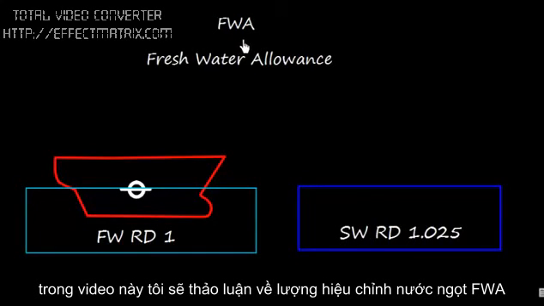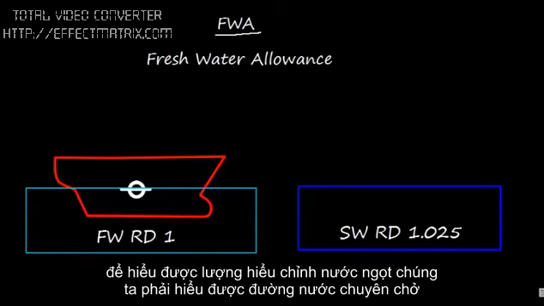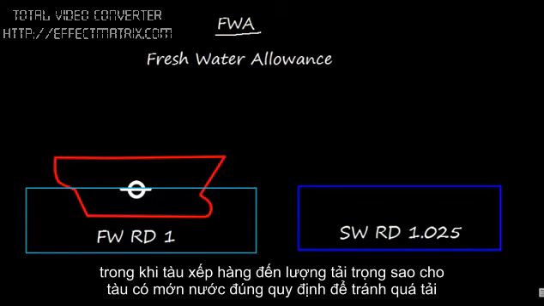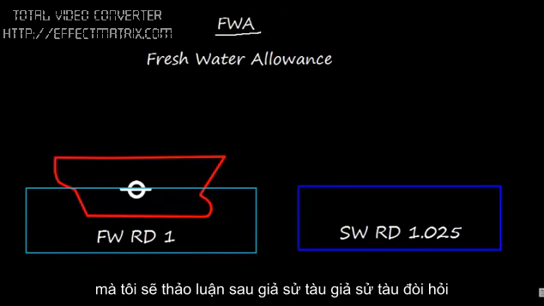In this video, I'm going to discuss fresh water allowance, FWA. To understand fresh water allowance, let us first understand the purpose of the load line. A vessel is loaded up to the required permissible load line to avoid overloading. There are various types of load lines, which I am going to discuss later.